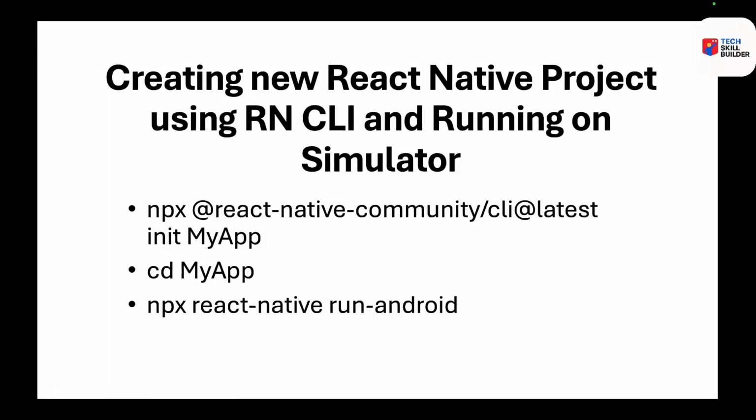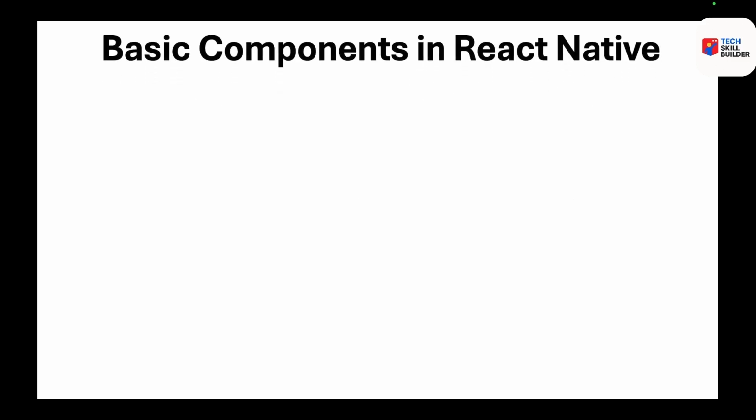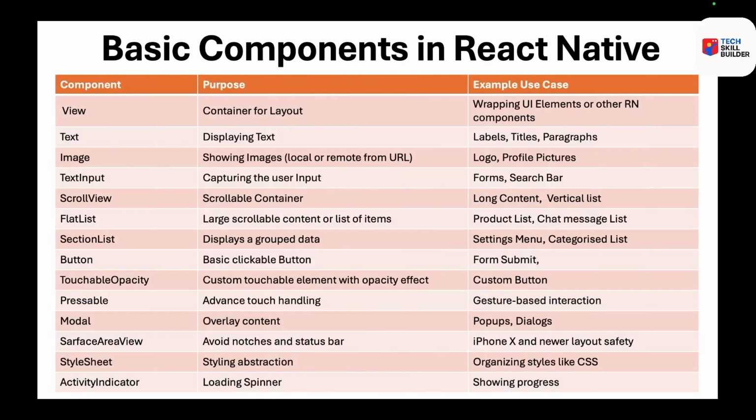In the last video we saw how to create a React Native project using the React Native CLI and run it on the simulator or emulator. These are the syntax to create a React Native application using the React Native CLI and how to run on the Android emulator. We also saw some basic components in React Native that we are going to look into by creating a React Native application and running it. So today in this video we'll see View, Text, Image, and Button.